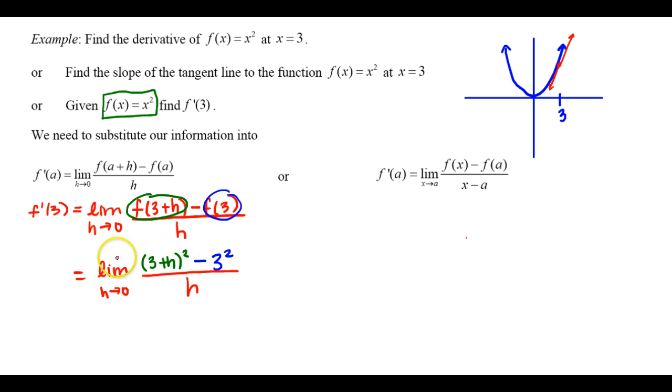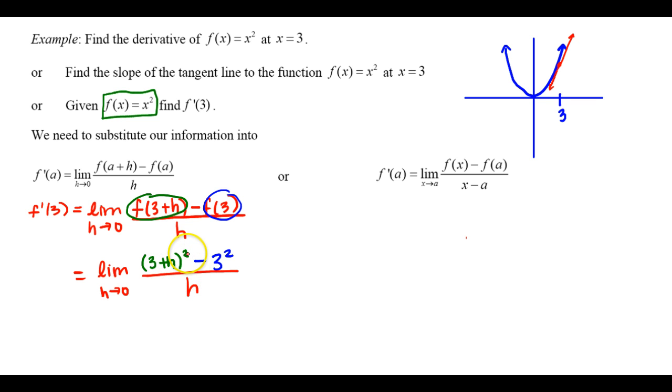So now we've reduced it down to a limit problem where if we try direct substitution, we're going to have a problem. If we substitute 0 into this h right here, we're going to have 3 squared minus 3 squared, so 9 minus 9 is 0, and substituting 0 in for h on the bottom, we'd get 0 over 0. So we have our indeterminate form, so we're going to have to do some additional algebra.